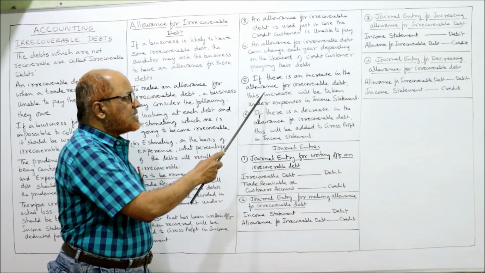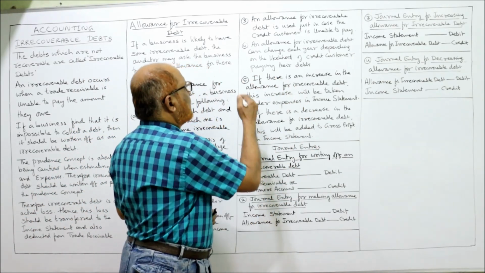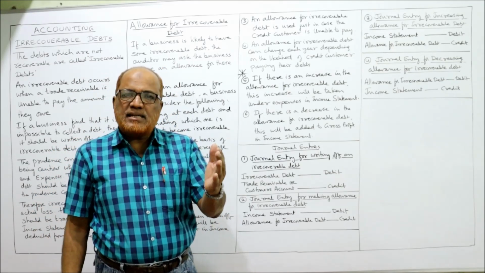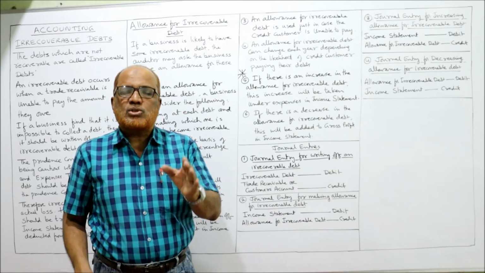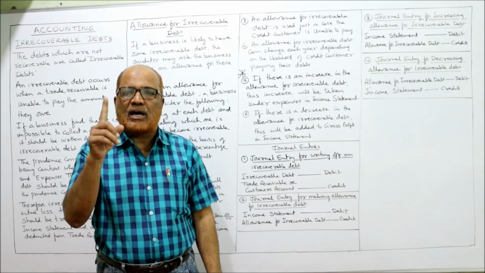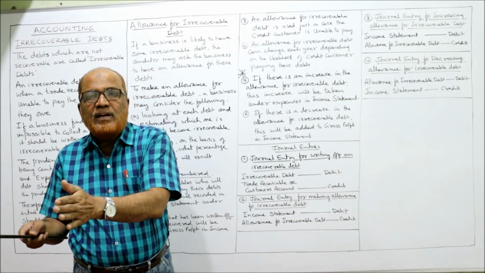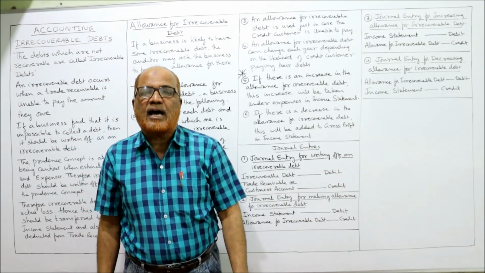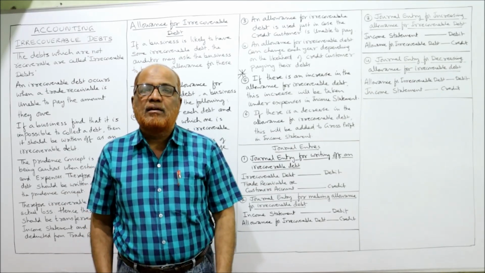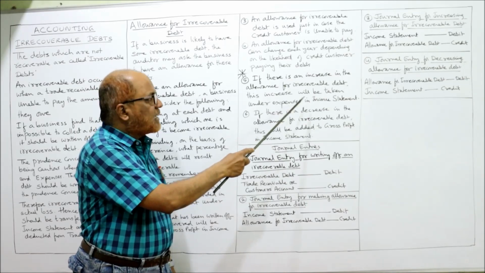Next point is, if there is an increase in the allowance for irrecoverable debt, this increase will be taken under expenses in the income statement. This point is very, very important. If there is an increase in the allowance for irrecoverable debt, for example, last year's closing will become current year's opening. Suppose the current year is 2020. So at the beginning of 2020, 1st January 2020, allowance for irrecoverable debt was $1,000. $1,000 is the allowance for irrecoverable debt on 1st January 2020, beginning of the year. End of the year, 31st December 2020, the allowance for irrecoverable debt has increased to $1,500. So opening allowance for irrecoverable debt 1,000, closing allowance for irrecoverable debt 1,500. That means allowance has increased by 500. That 500 will be added in expenses. That will be taken in expenses in the income statement.